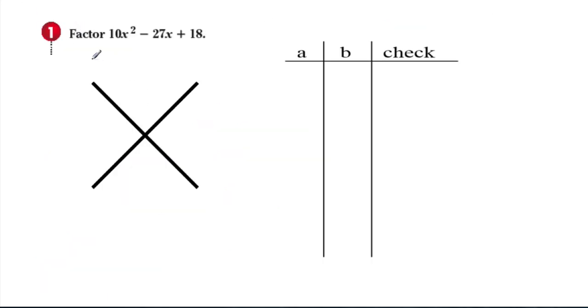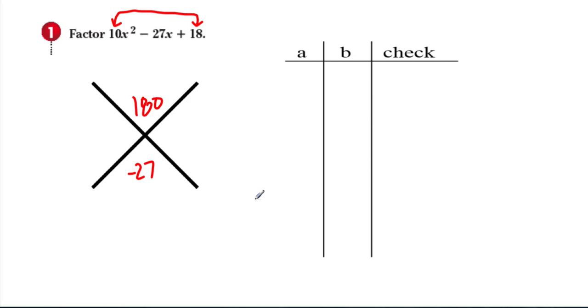We want to factor now example number 1, 10x² - 27x + 18. Okay, and using the X method to use example number 1. Okay, we want to find factors of 180 because we want now to multiply 18 times 10, which will give us 180. And the factors will have a sum of negative 27. And we use the guess and check method. Remember, the sum should be negative 27.